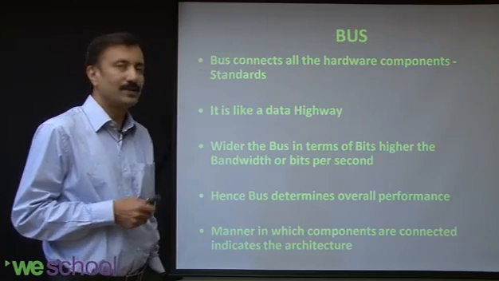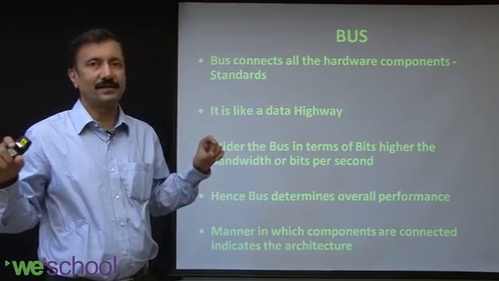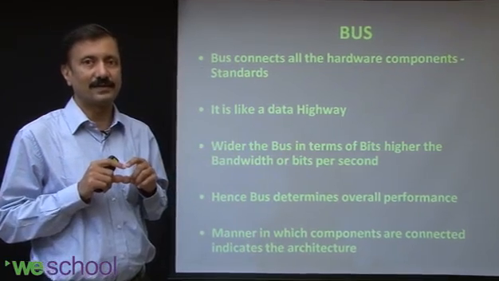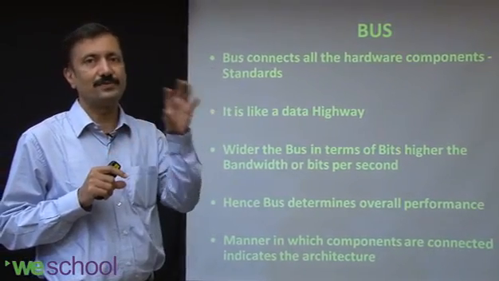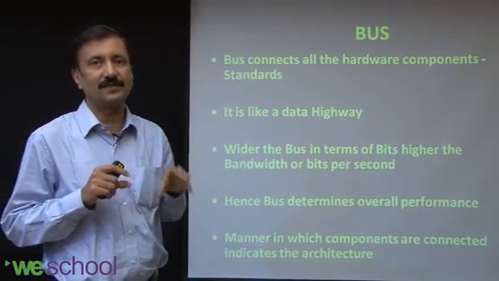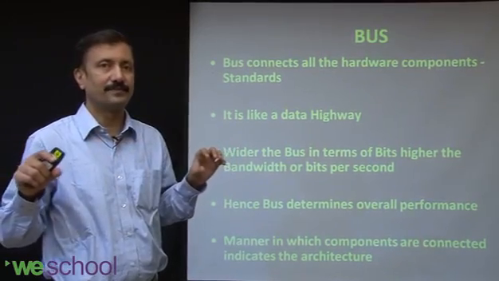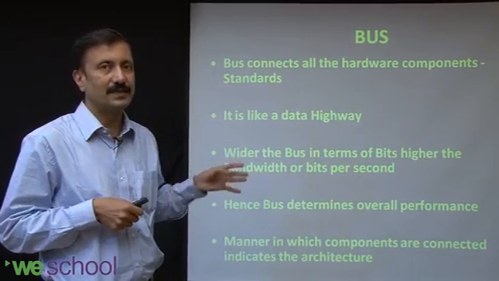The last component is the bus. The bus is a sort of a data highway. It's a connector, it's an electrical connection, a wire so to speak, which connects all these discrete devices. So the CPU, the RAM, the storage devices, the input output devices, and they're all connected through a bus. So they pass information between themselves using the bus.